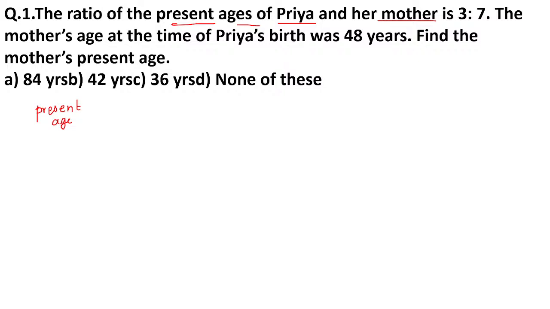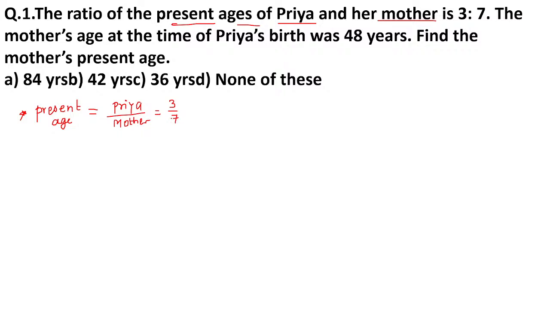Is the actual age given to you, students? No. Are the actual ages given to you? No. Okay. The ratio of the present ages is given to you. This is the present age, and the ratio of ages of Priya to her mother is how much? This is equal to 3/7 or 3:7.